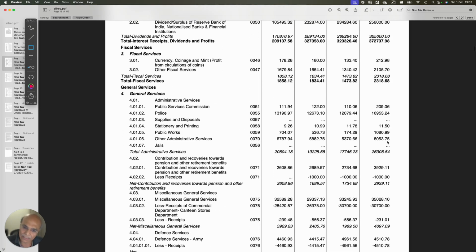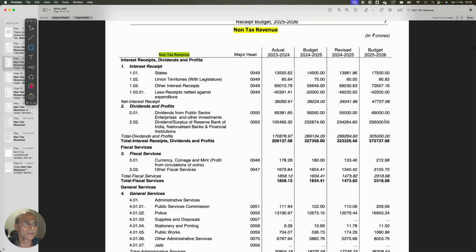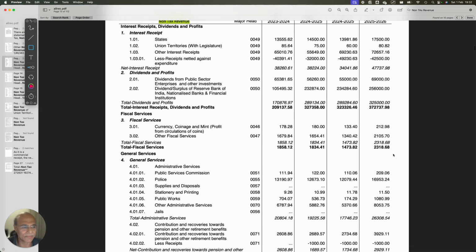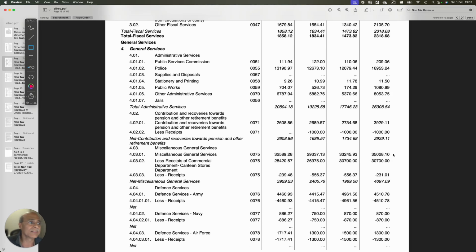So the government has been able to bail itself out on this number because of why? Because the dividend and profits have delivered well. RBI is going to give the government a good amount of dividends, and the public sector is also giving good dividends to the government, and that is why this number is higher than the revised estimate. Not much higher, but higher by 50k. And then there are other items in the general services which have bailed out the government. If you look at it, it all added up.